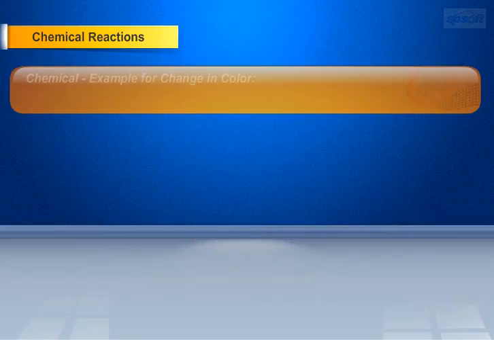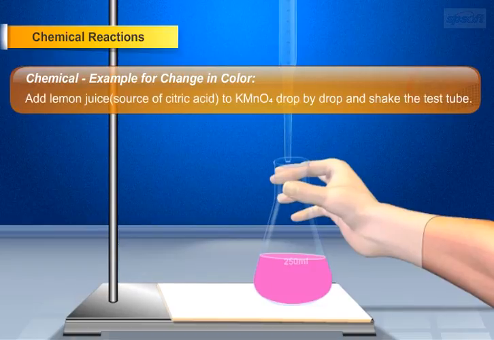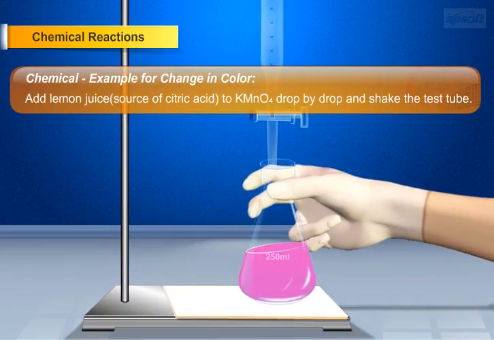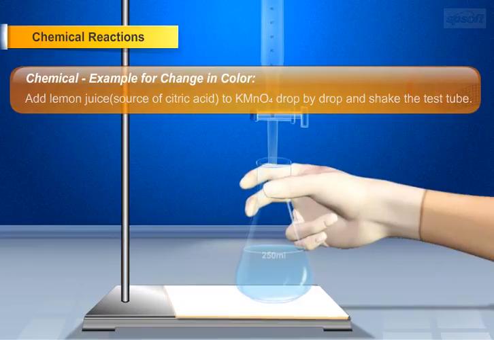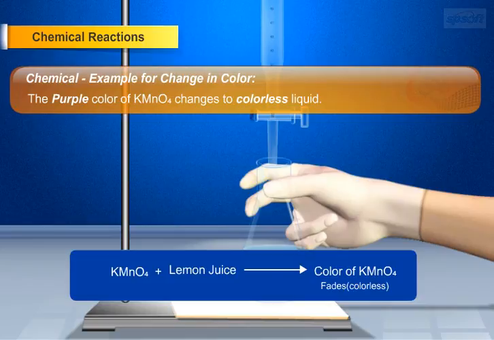Let us do an experiment for chemical change in color with dilute potassium permanganate and lemon juice. Take some dilute potassium permanganate solution in a test tube. It is purple color. Add lemon juice, that is, source of citric acid, to potassium permanganate drop by drop, and shake a test tube. The purple color of potassium permanganate changes to colorless liquid. This reaction can be represented in the form of chemical equation. The chemical equation is.